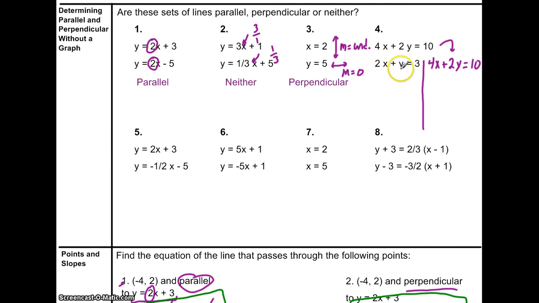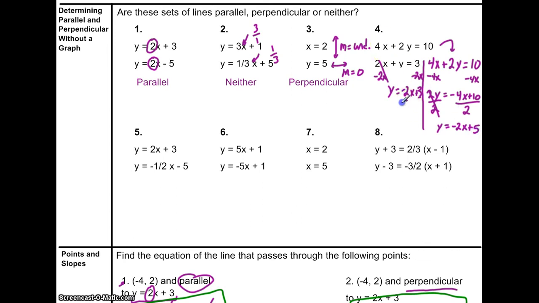So I'll start with the 2x plus y equals 3. To solve for y, I'll have to subtract 2x from both sides. And I'm left with y equals negative 2x plus 3. Okay, what about this one? Well, I'll have to subtract 4x from both sides. And that leaves me with 2y equals negative 4x plus 10. And then to isolate the y, I'll have to divide both sides by 2. And that leaves me with y equals negative 4 divided by 2 is negative 2x, and 10 divided by 2 is 5, so negative 2x plus 5.